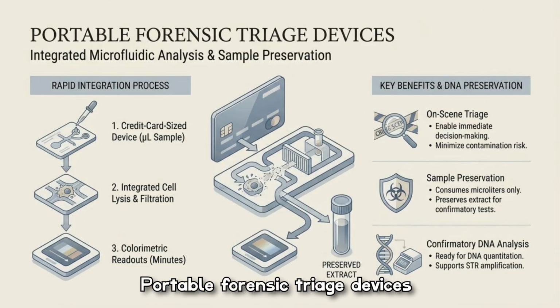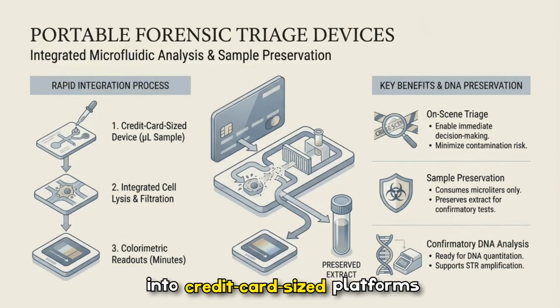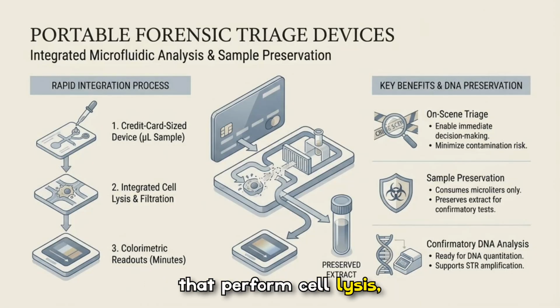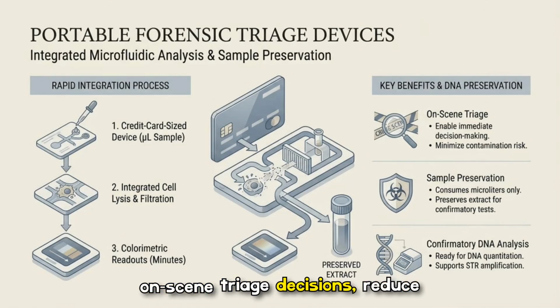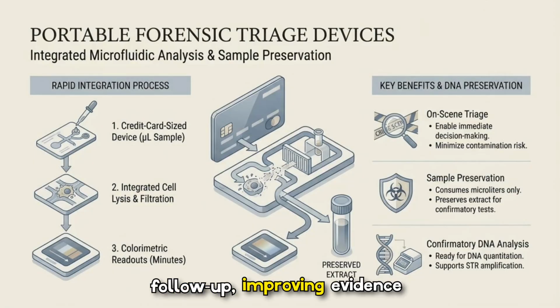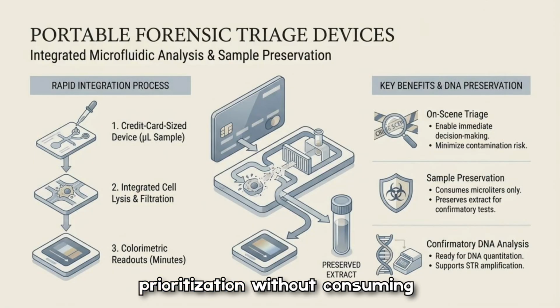Portable forensic triage devices miniaturize microfluidic analysis into credit card-sized platforms that perform cell lysis, filtration, and rapid colorimetric readouts while preserving a small extract for confirmatory DNA testing. These tools enable on-scene triage decisions, reduce contamination risk, and save only microliters for laboratory follow-up, improving evidence prioritization without consuming critical material.